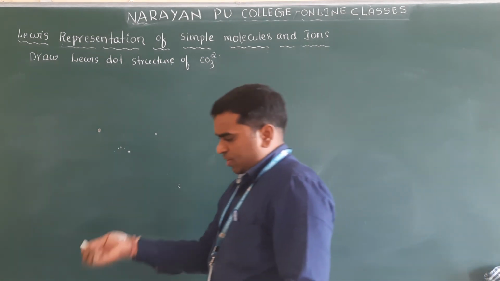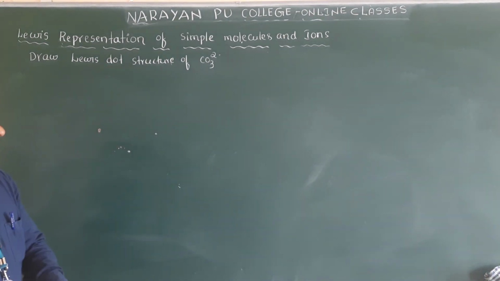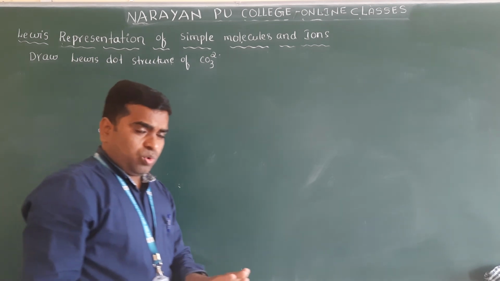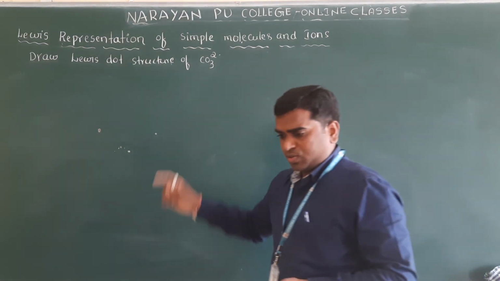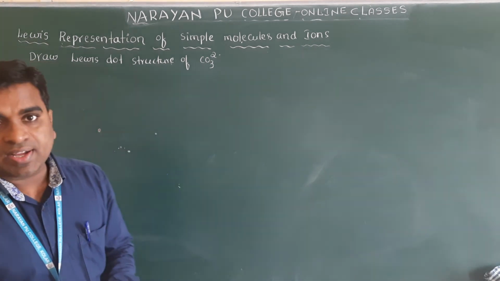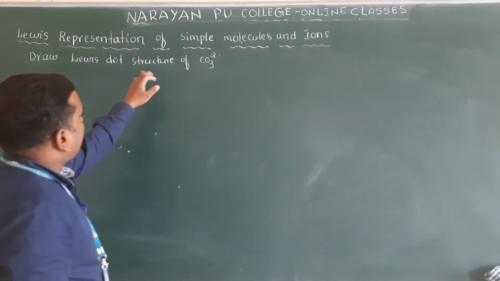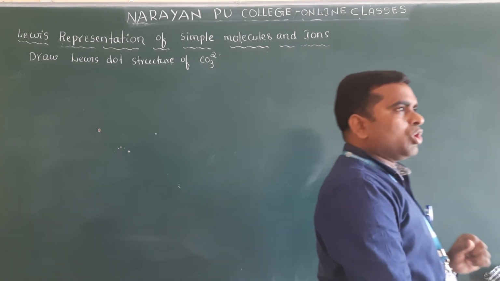Next, another example we will discuss. You understand how we are writing the Lewis dot structure for a given molecule? Yes, we will write one or two examples, then we will get total clarity. Clear? See now, draw the Lewis dot structure of CO3 2 minus.